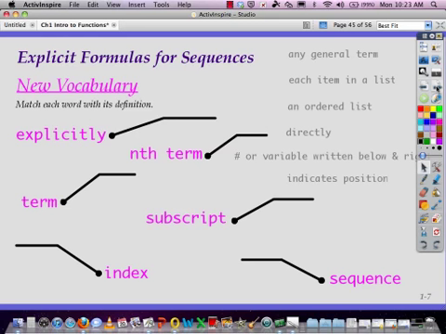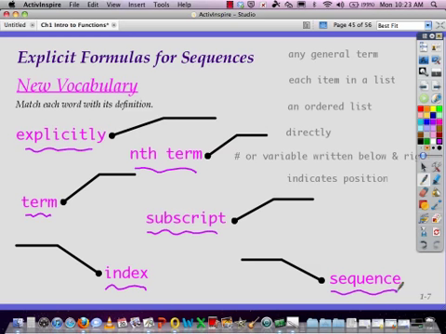So explicitly is one of the words. Nth term. So term by itself has a definition. Subscript, index, and sequence. Those are the words that we want to make sure we have good definitions for, and those definitions come from the gray list.